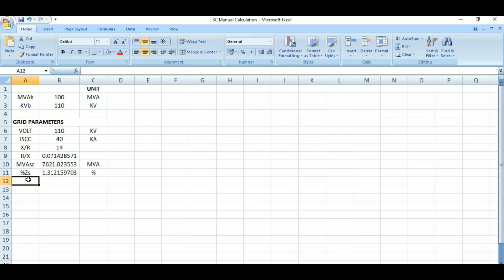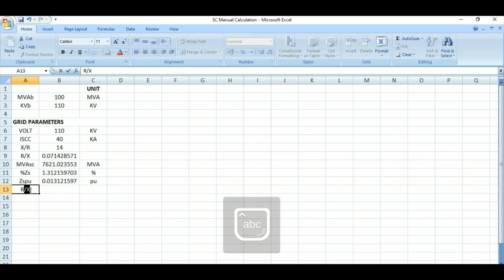Now how to calculate the percentage R value and percentage X value? If we have percentage Z, we can find the per unit impedance, which is this divided by 100. So Z per unit is 0.01312 per unit. Now we have the source impedance per unit value. Now we need to calculate R in per unit.